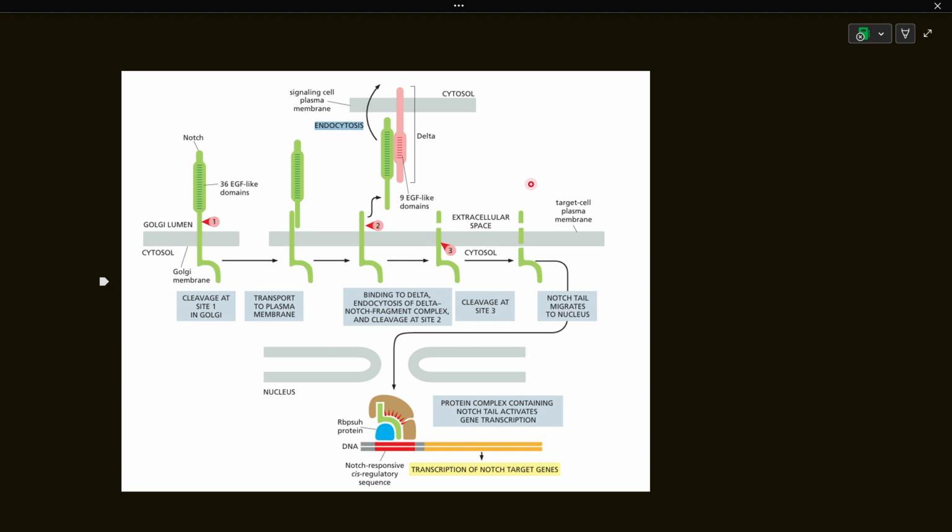So with this, we are done with notch delta signaling, and this is very crucial because I will be mentioning this signaling again when we discuss developmental biology. This signaling is quite crucial in Drosophila for the development of neural cells. So I'll be mentioning this again in the developmental biology series. So we are done with this signaling part.